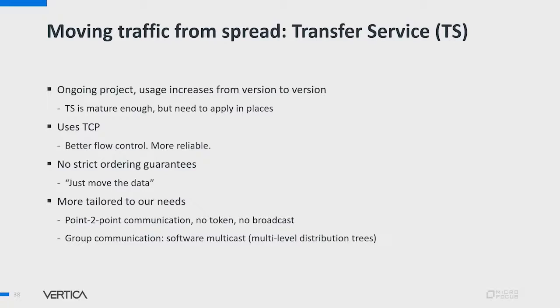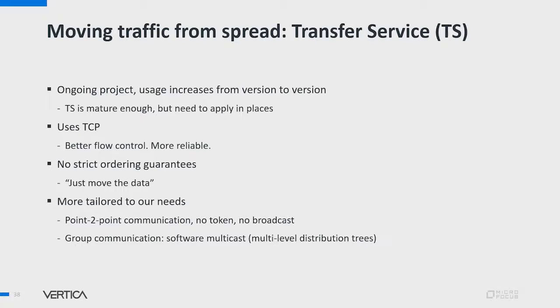As I mentioned, sometimes we need to send messages to a group of nodes, and TCP is connection-based, so we can do it only in a point-to-point fashion. However, we made transfer service support software multicast. So it builds a multi-level distribution tree and ships the data in a peer-to-peer fashion, where nodes receiving the data can send the data to other nodes needing it. This is kind of similar to BitTorrent networks.